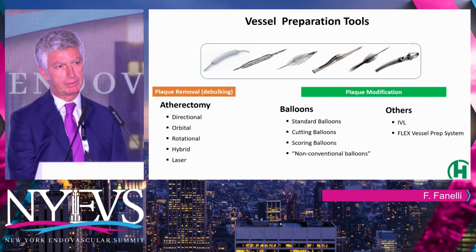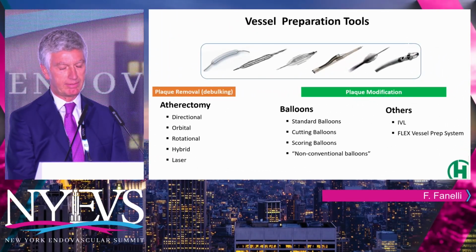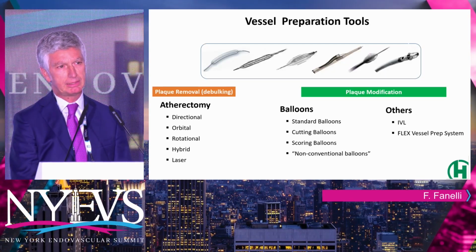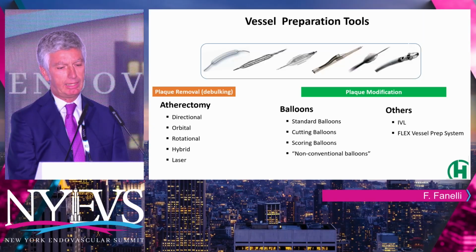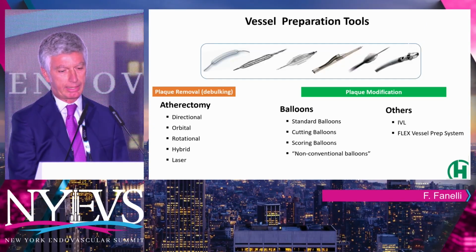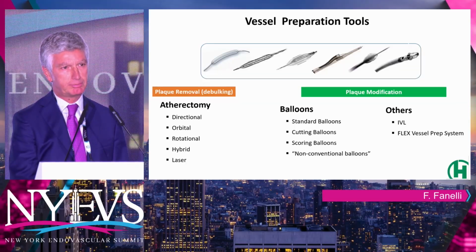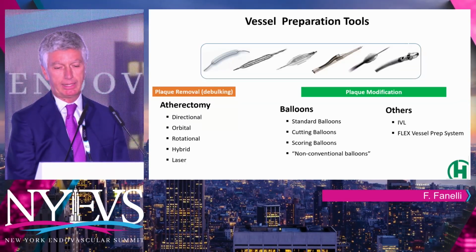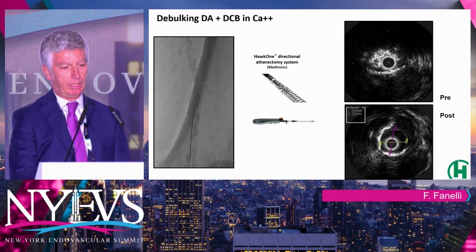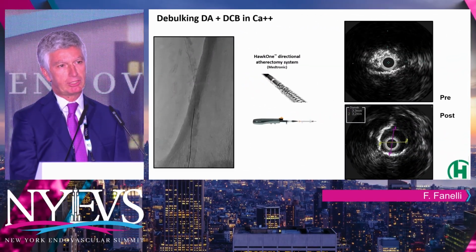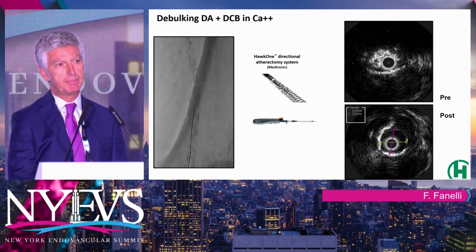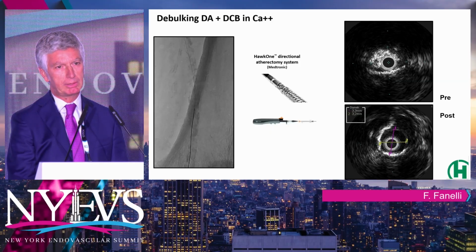How can we perform it? There are a lot of devices available. We can divide them into two big families. We have plaque removal, basically debulking, all the atherectomy devices, and then we have plaque modification: standard balloon, cutting balloon, scoring balloon, low-pressure balloon, special balloons, whatever, and also IVL plus the Flex system. What is important to keep in mind is that atherectomy is the only way to debulk the lesion, to remove the plaque, especially when there is a lot of calcium.